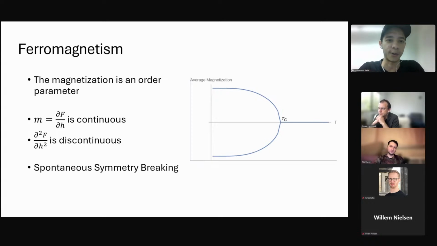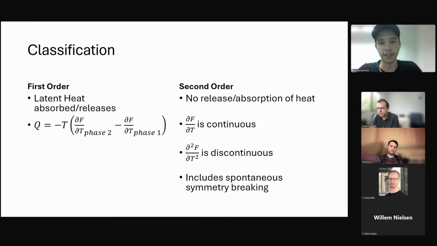It's not symmetric anymore. So this is called spontaneous symmetry breaking. So why are we going over those two different characterizations? People have done classifications of different phase transitions because people want to study phase transitions holistically. And the classification goes as follows.